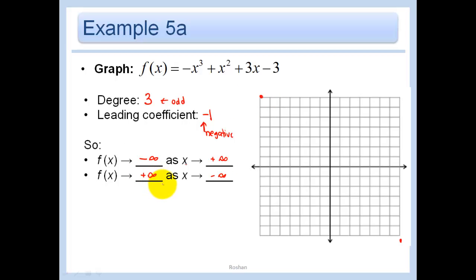Okay, so now let's plot some points and hope that it works. So why don't we start with f of 0? So put in 0: 0, 0, 0, -3. Now let's just put in a 1. So -1 plus 1 is 0, plus 3 is 3, minus 3 is 0. So I have the point (1, 0). Let's put in another point, 2. If I put in a 2, I get out a -1.